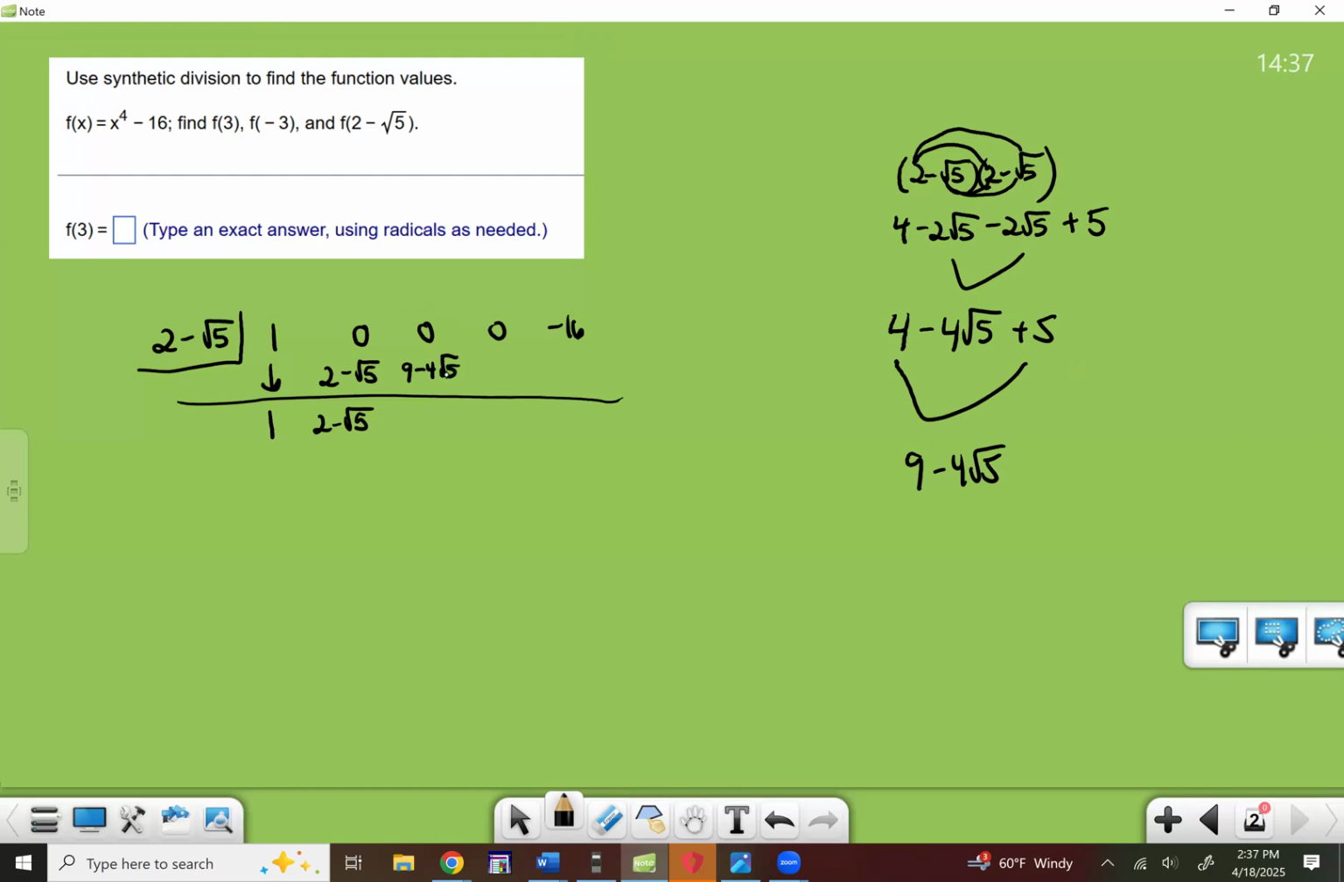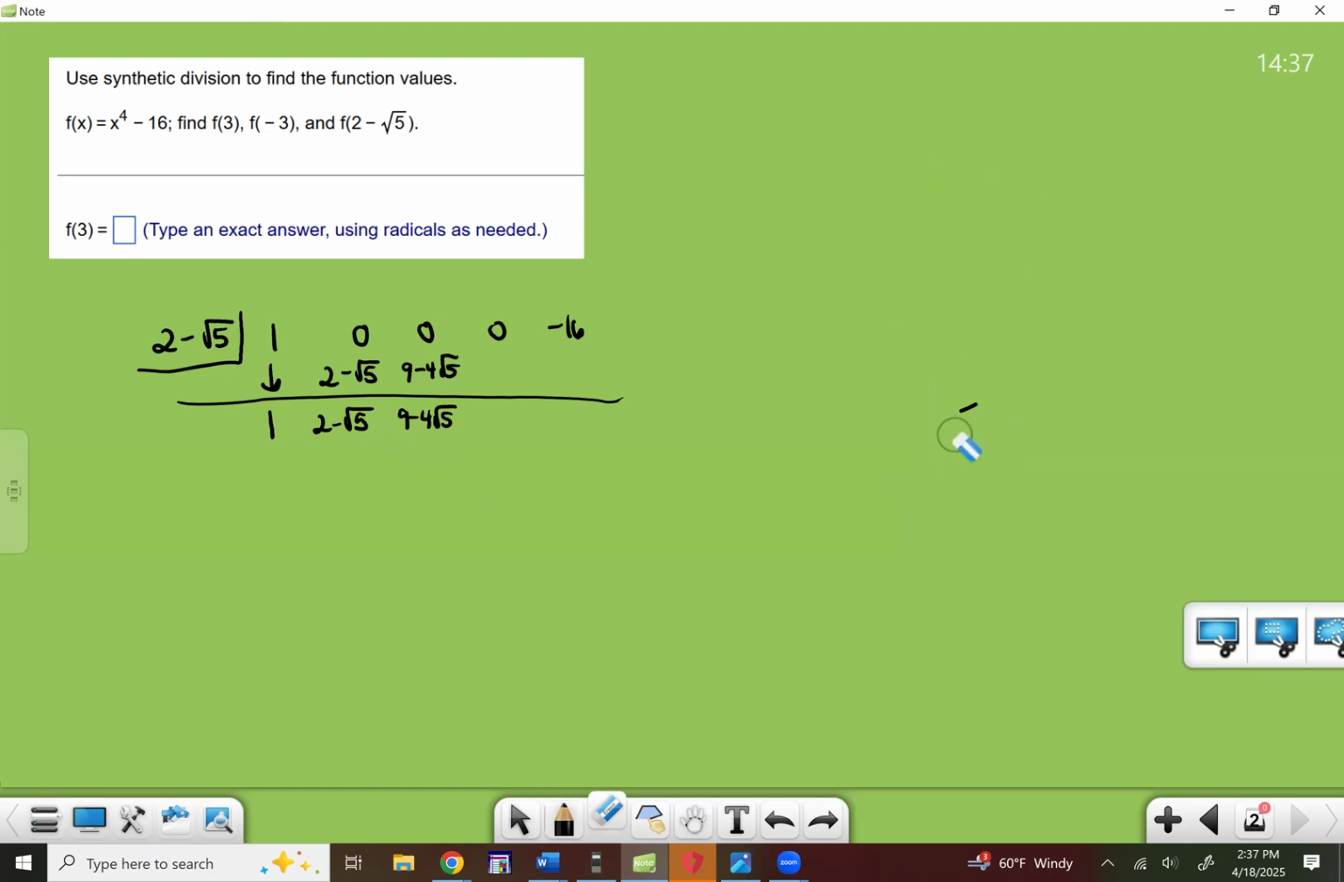Okay. So then when we add downward, we're just going to get the same thing. So now we have to take 2 minus the square root of 5 times 9 minus 4 square root of 5. So let me erase our work up here, you guys, just so that we can run. So it's going to be 2 minus root 5 times 9 minus 4 root 5.